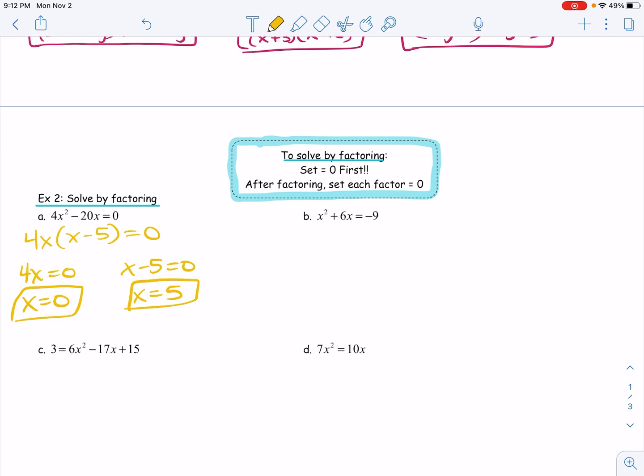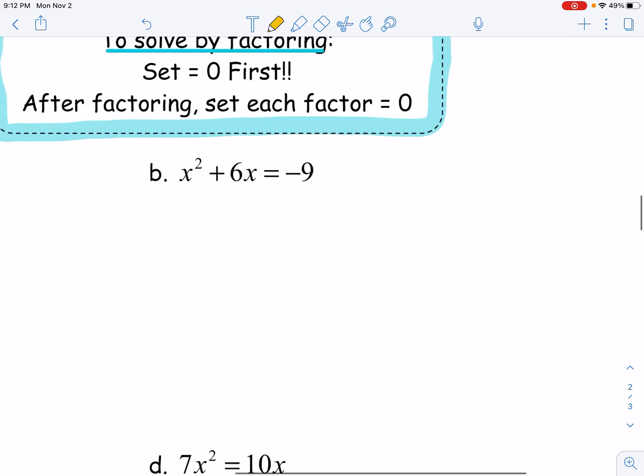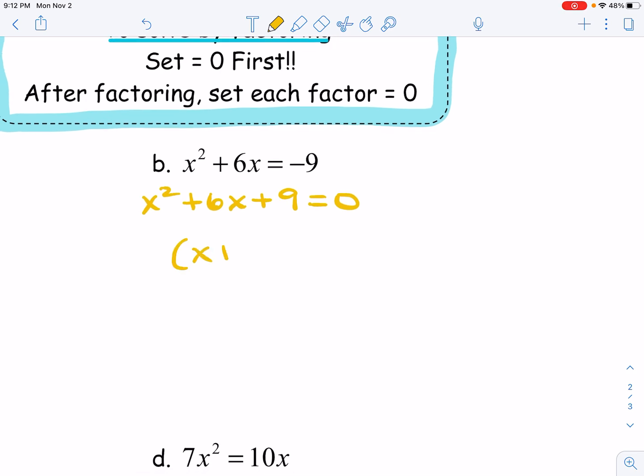Here we go. Try it again. First step, set it equal to 0. I had to add 9 to both sides to get it equal to 0. Second step, factor. Is there a GCF? No. Is it a perfect square trinomial? Yes. The first term is a perfect square, the last term is a perfect square, and the middle term is 2 times the root of the first times the root of the last. So this is literally just x plus 3 squared equals 0.